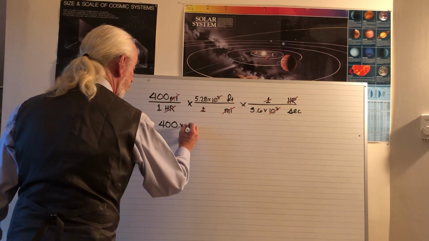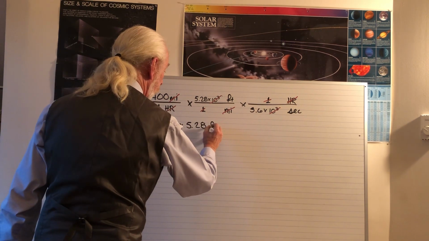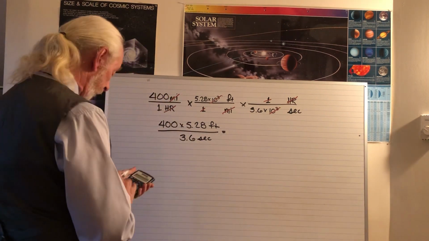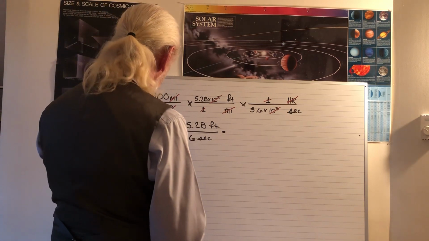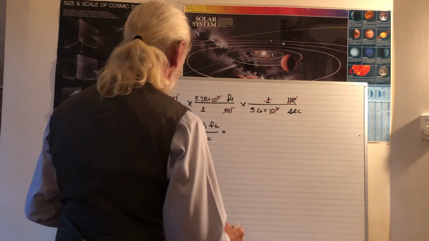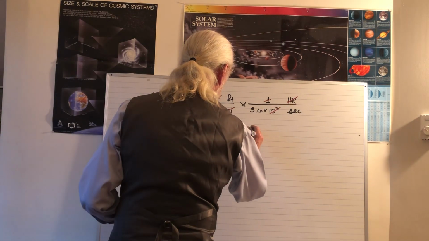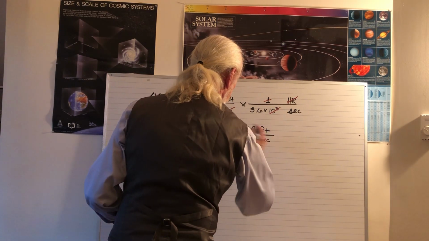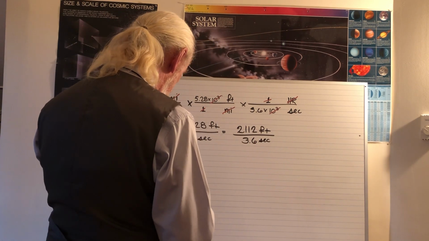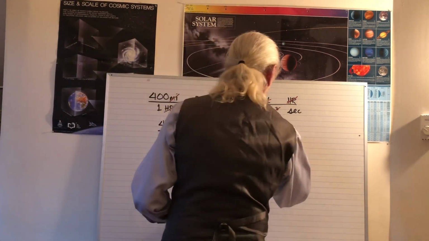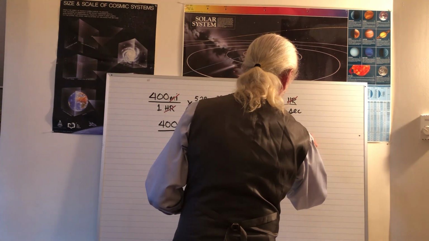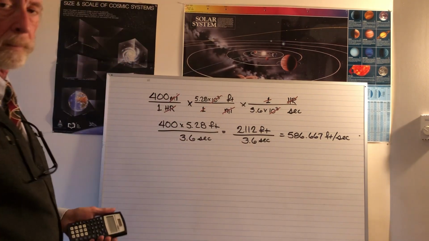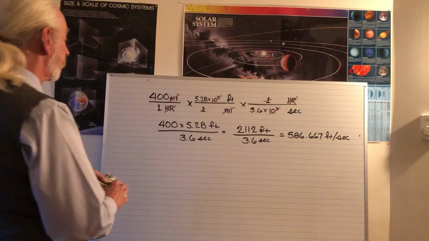400 times 5.28 feet over 3.6 seconds. You Rush fans, you'll enjoy that. Now I'll go ahead and divide. I got 586.667. Next one.